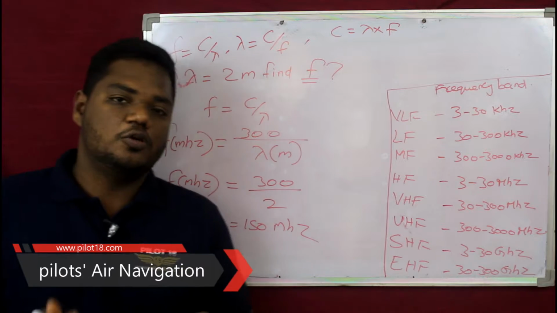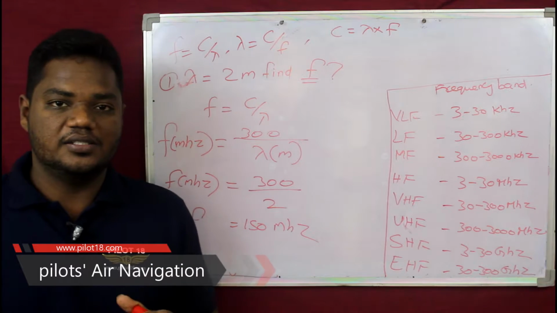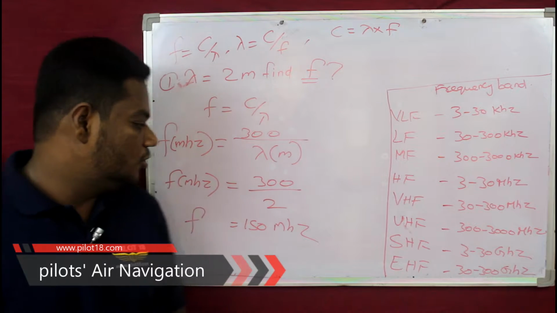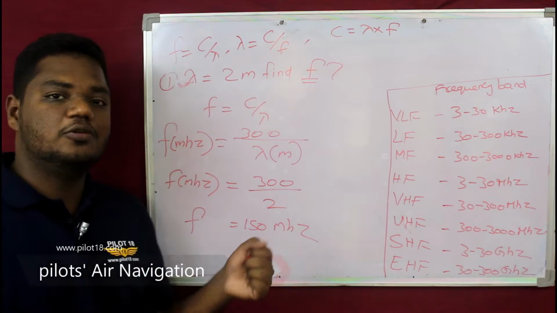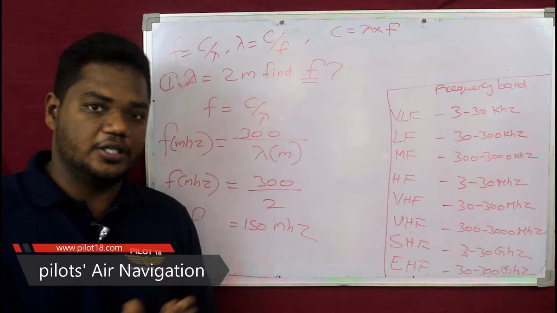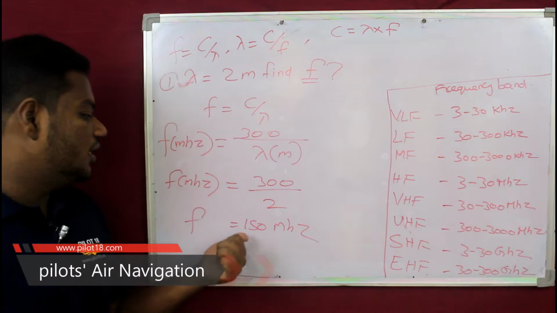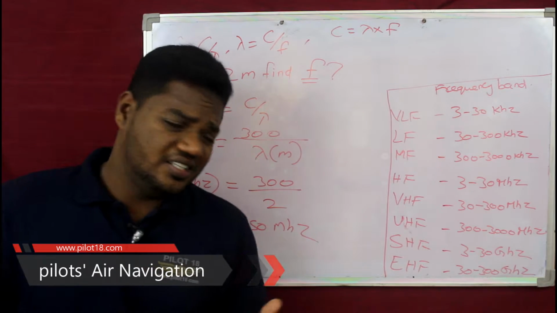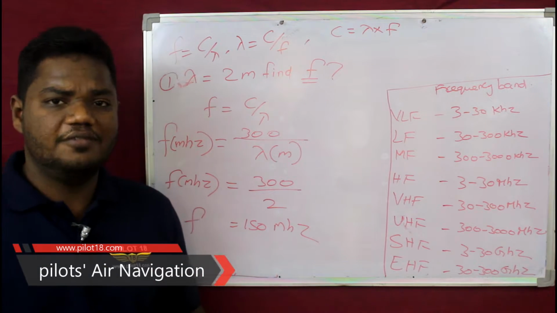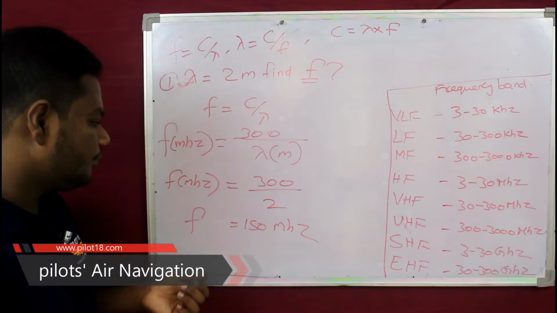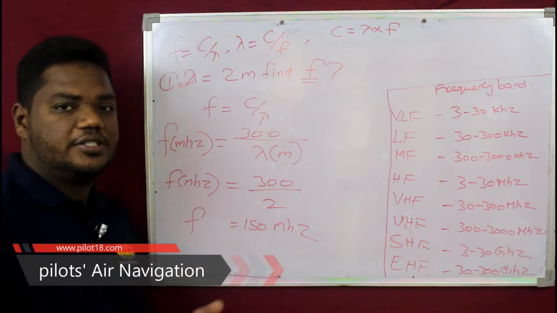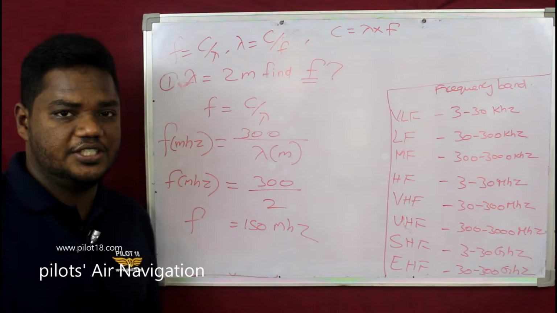What if the options don't give 150 megahertz? Then you need to look for gigahertz or kilohertz. If you convert megahertz into kilohertz, you multiply by 1000, adding 3 more zeros. If you convert into gigahertz, it comes to 0.15 gigahertz. Like this you can look at the options and solve the questions easily. Just a simple division, right?